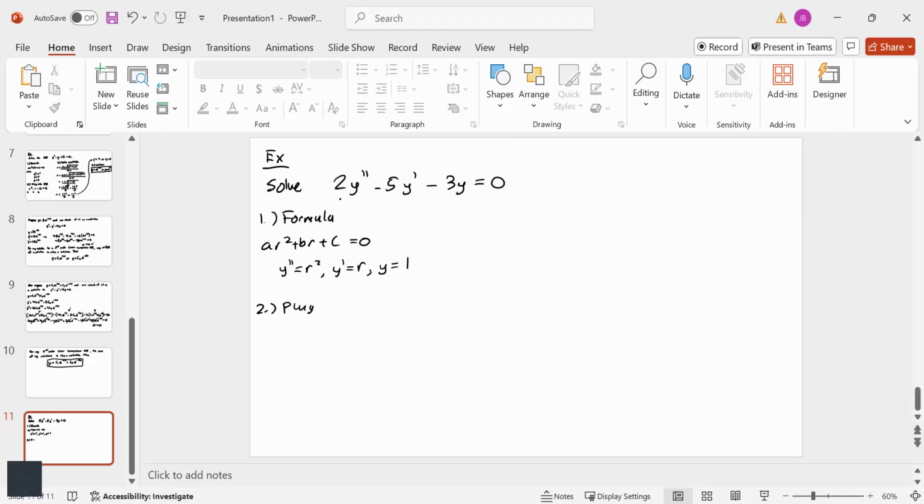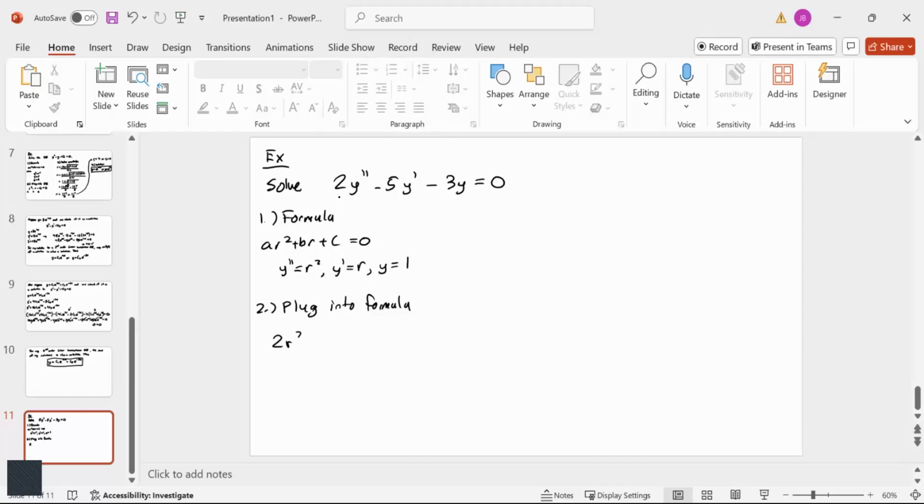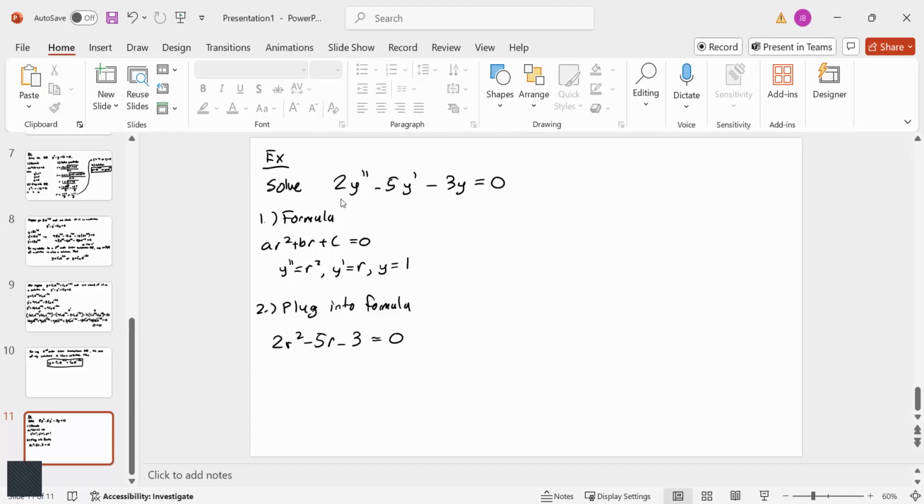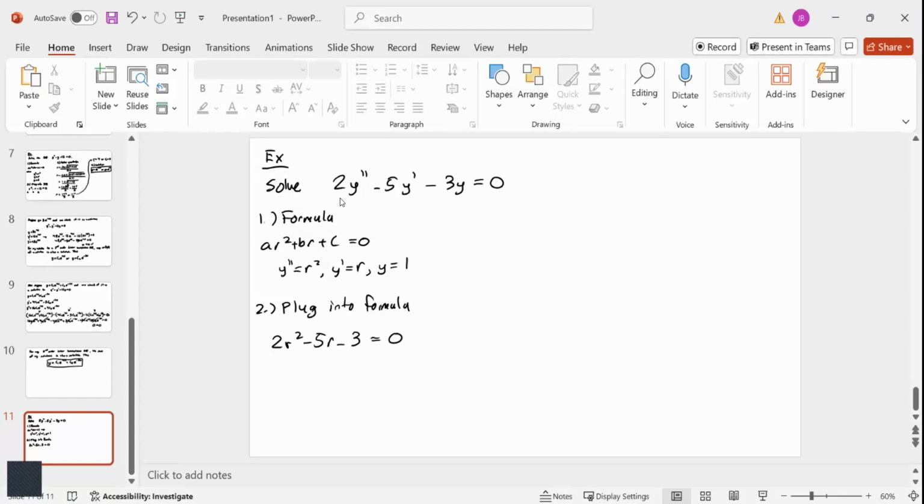All right, step 2. We're going to plug into formula. So 2r squared minus 5r minus 3. A common mistake I see with people is they think y with no derivative is r. It's 1. So just be careful with that one, especially when you don't have all three of them. Sometimes they only give you two of them, like y double prime and y, or y double prime and just y prime. Please don't accidentally add one that's not supposed to be there. Put one in the wrong spot.